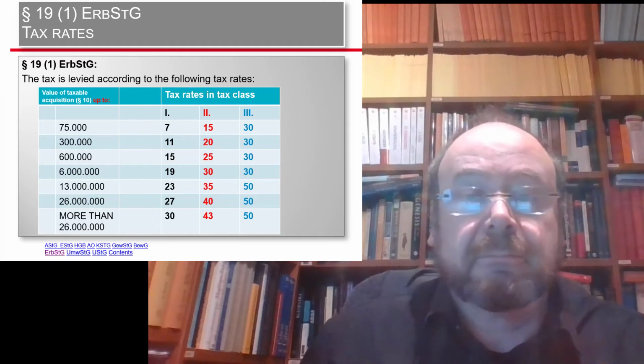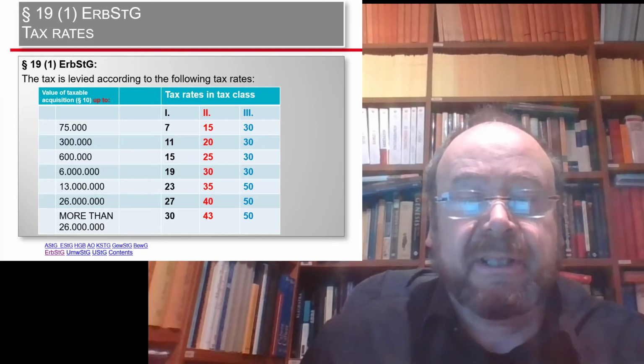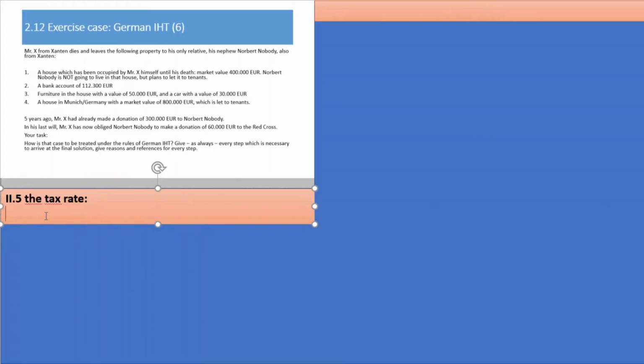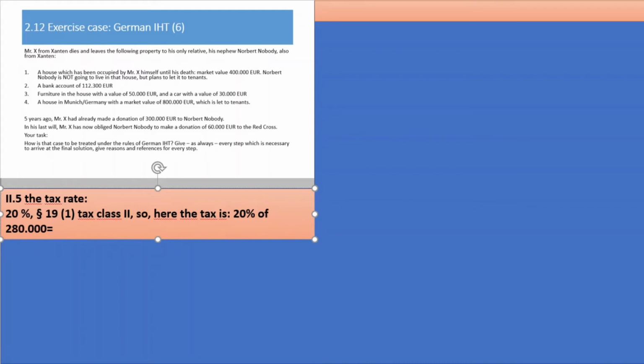So that is what we needed. So we can now compute the tax. Tax class is 20%, paragraph 19.1, tax class 2. So here the tax is 20% of 280,000, that is 56,000 euro.